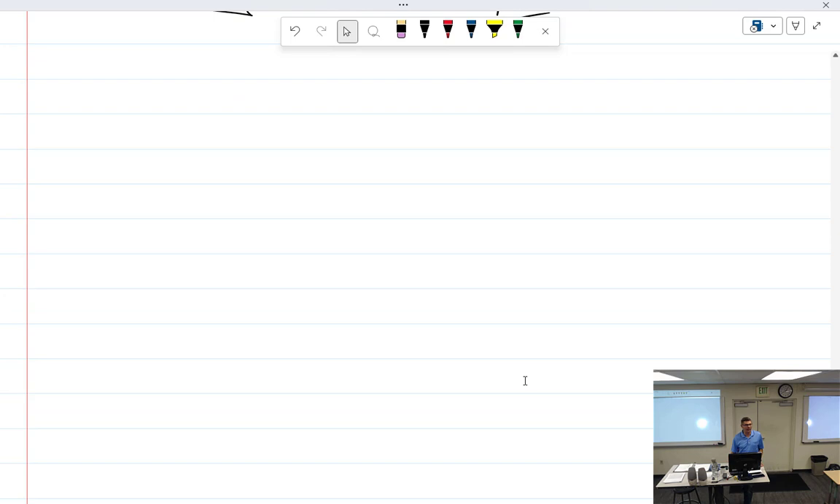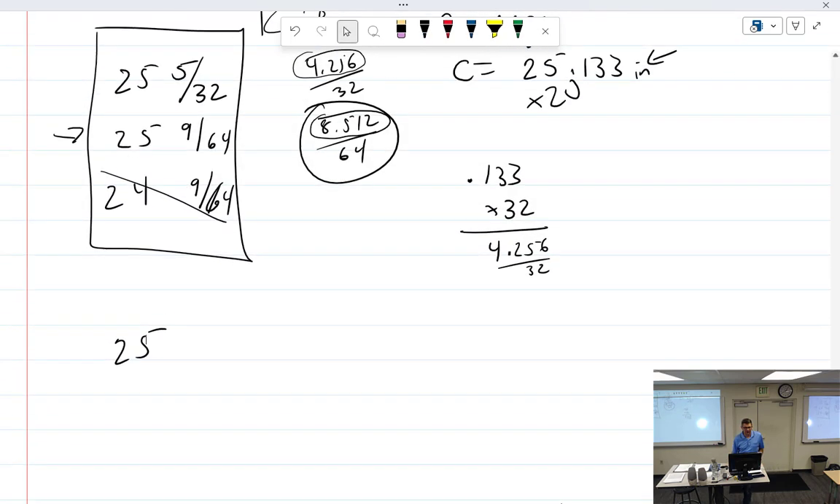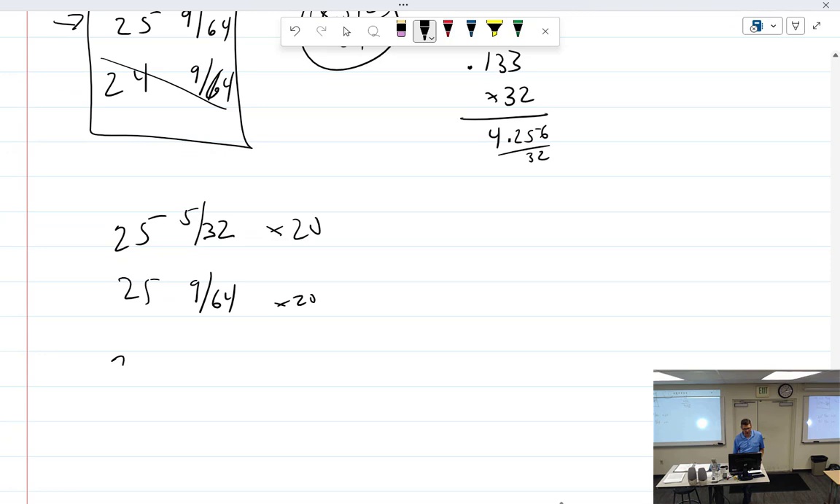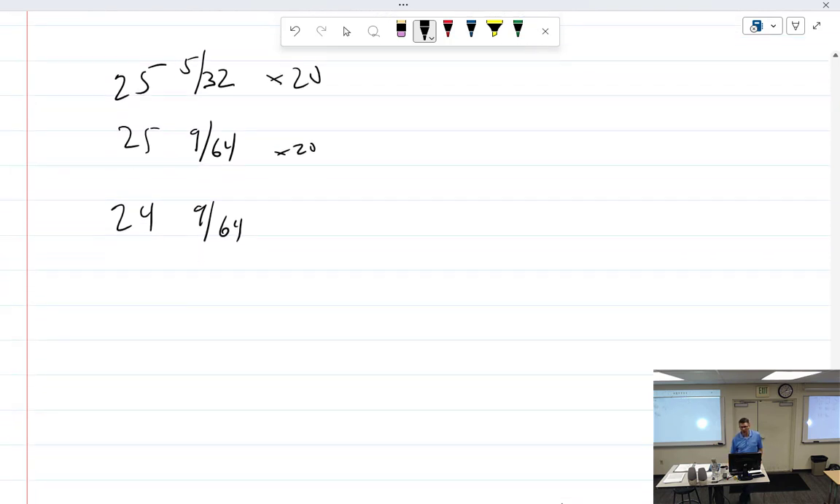So the answers they're giving you are 25 and 5/32 by 20, right? By 20 because it's 20 tall. 25 and 9/64 by 20. Or 24 and 9/64. These are all the answers that they're going to give me. We determined that the circumference is 25.13.